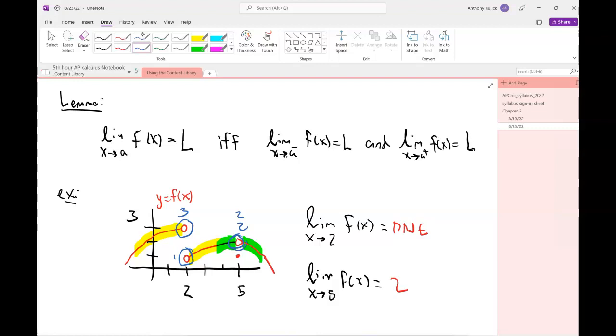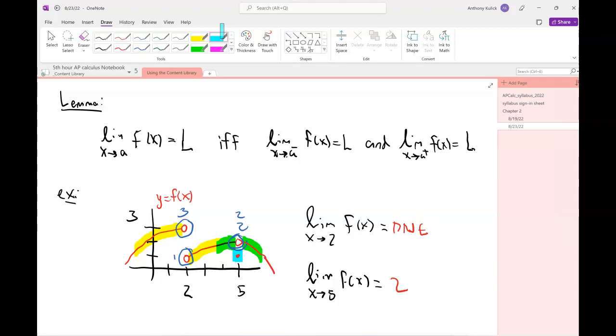Now note that it didn't matter that f of 5 is actually 1. Why? Because there's a point there, the point 5 comma 1. That's saying that f of 5 is equal to 1, even though the limit as x approaches 5 is 2. The limit does not need to agree with the actual defined value of the function, particularly if there's a discontinuity like this, a jump discontinuity.